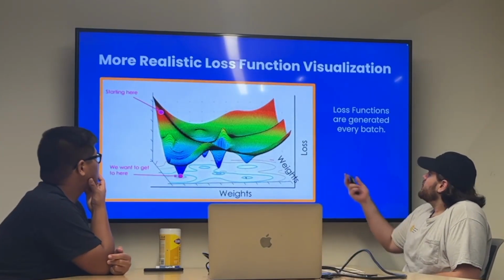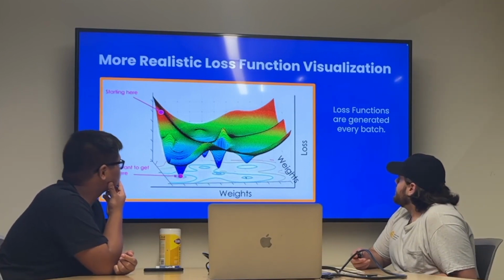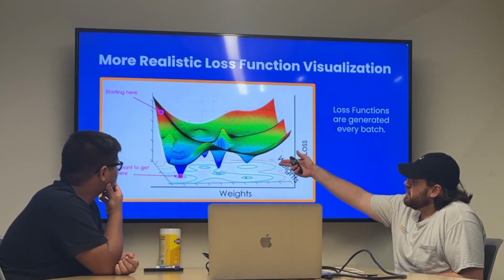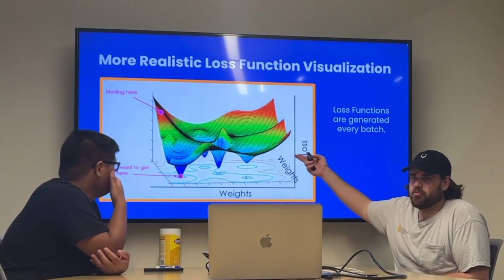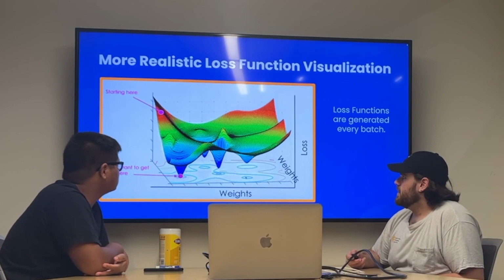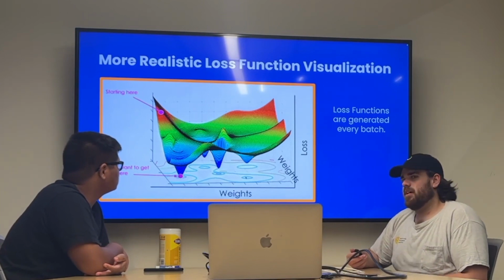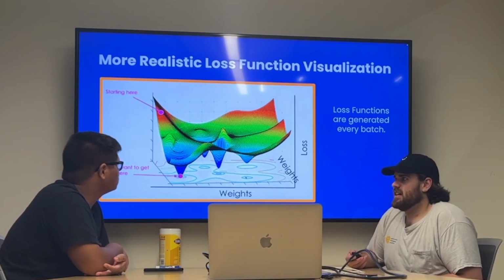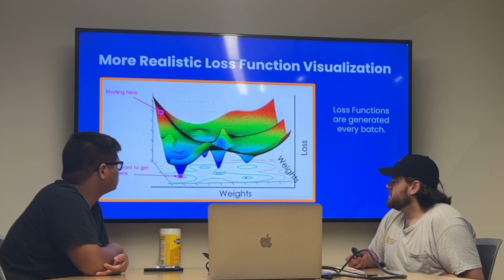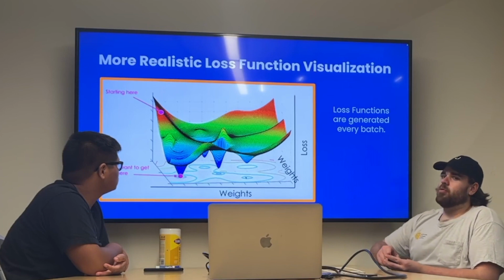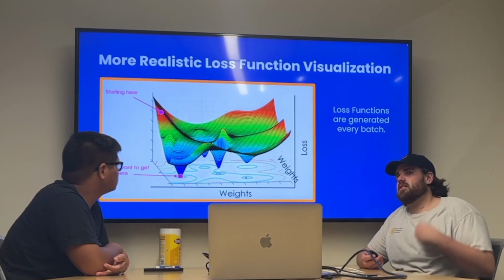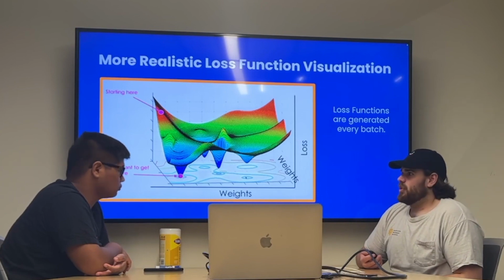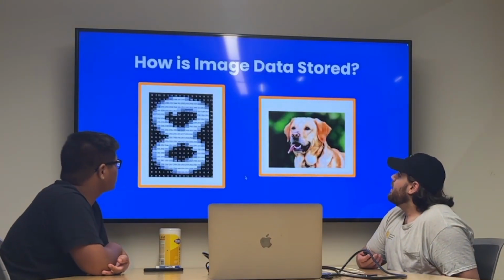So a more realistic function looks something like this, where loss functions are generated every batch. So starting here, we want to get here. Essentially there's a bunch of local minima, and one of the things that's bad about gradient descent is that it doesn't really know when it's at a local minimum or a global minimum, which is something that other algorithms can account for. So how is image data stored?